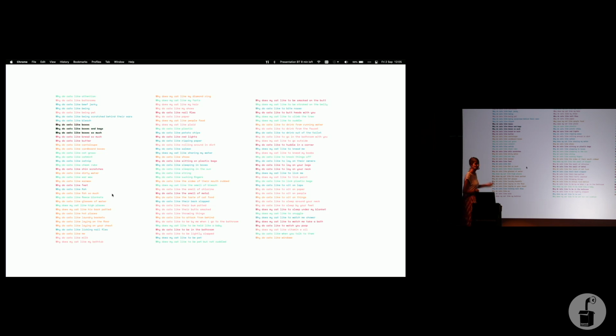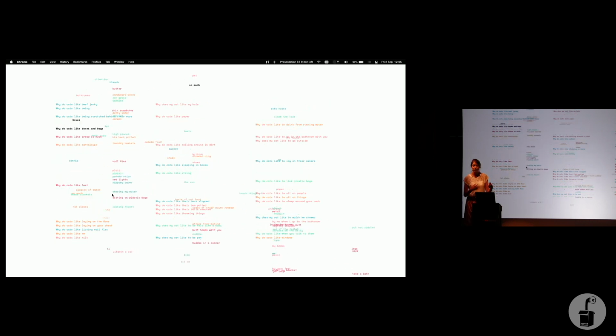Might be hard to read. Why do cats like boxes? So I can combine that one step further. And I can do the same for all the other sentences and all the other similar words in this list. So create a tree, where I can build up a sentence by following a line from left to right. For example, why do cats like to go in the bathroom with you?